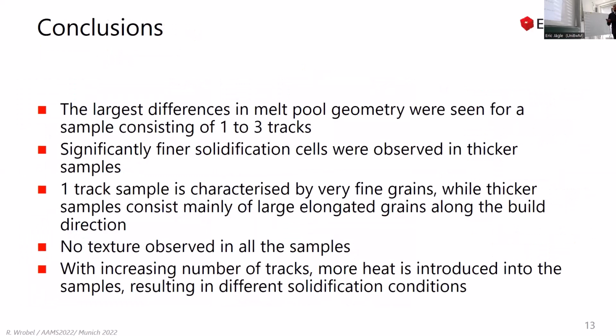So just to summarize, the largest differences we could observe in the geometry are between 1 and 3 tracks. Above that, the microstructure is sort of stabilizing. We could observe finer solidification cells in the thicker samples, and the grain size in the 1-track sample was characterized by finer grains in contrast to the thicker samples. No texture was observed in all samples, and we could observe small local preheating while printing thicker ones.